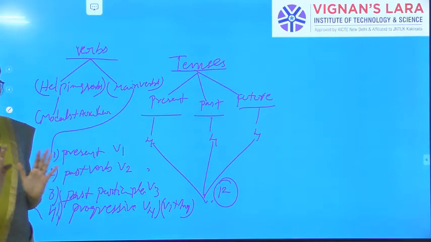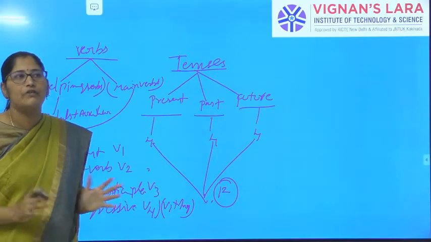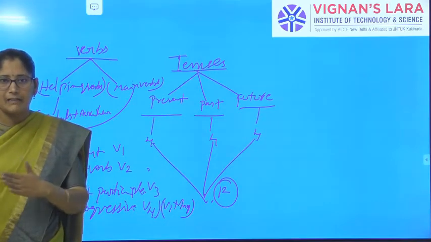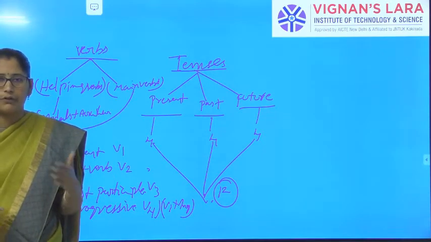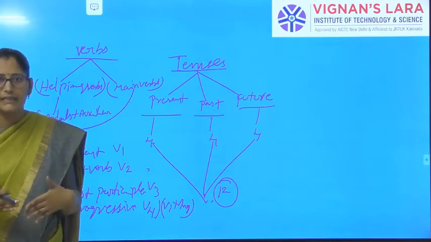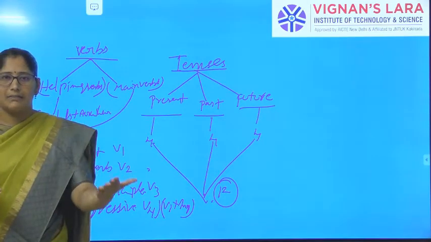If we start, for example, with the simple present tense, the structure is subject plus V1 plus object or complement, and definitely you'll get it out. What is V1, what is V2, what is V3? It's nothing but the verb having different forms according to the tense.